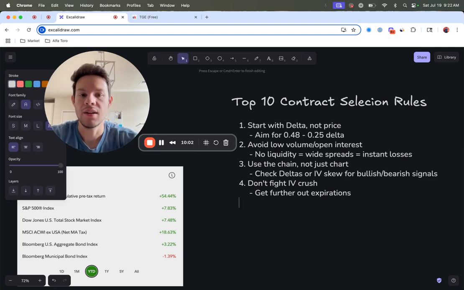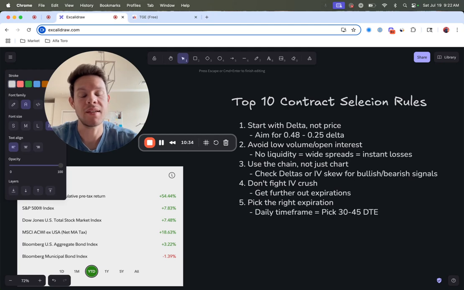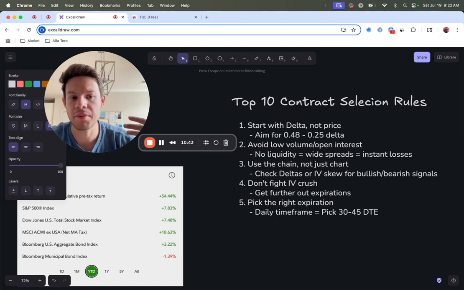All right. So rule number 5, what I would say is pick the right expiration. Okay, so this one, I'll go into more detail. My rule of thumb is this: if you're looking at the daily time frame, pick about 30 to 45 days DTE, days to expiration. It's because if you're looking at the daily time frame, you're looking at a 2 to 4 week span for this thing to play out, right?